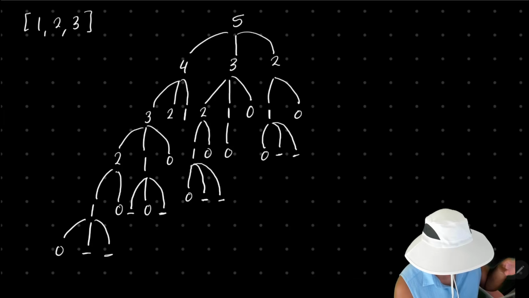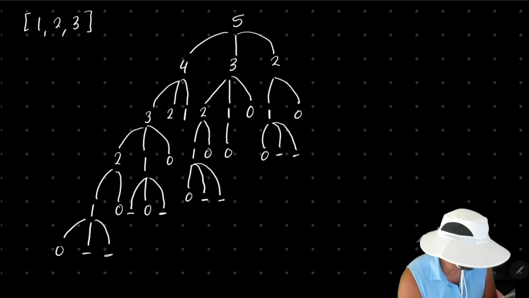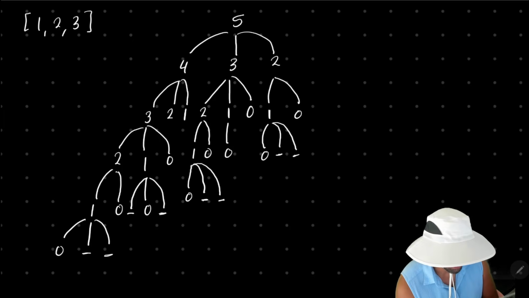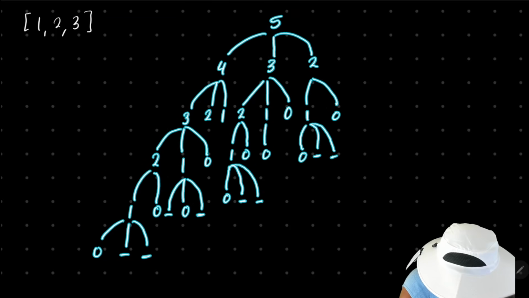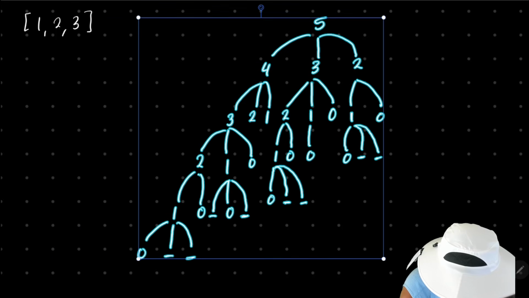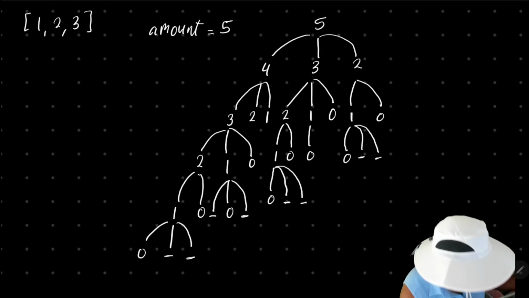So first off, if you haven't seen this graph, watch the previous video. Okay, so what am I trying to say here? Oh, yeah. So this is an example we went over last time, and the target in that case was 5. So the amount that we're trying to build was 5, okay?